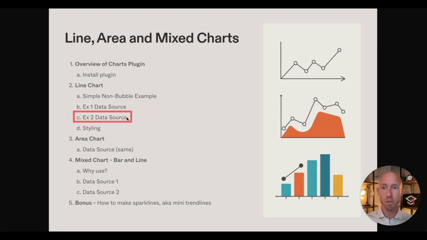And then we're going to do a second example of a data source as a dynamic data source, because that's most likely where your data is coming from. Next, we're going to look at styling options. We're going to change the chart to an area chart using the same data source. And then we are going to do a mixed chart from bar and line. Why use this? Well, we'll discuss that. And we're going to put in our two data sources for that chart there.